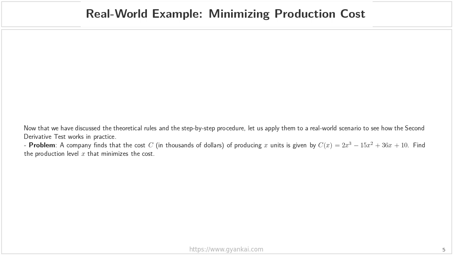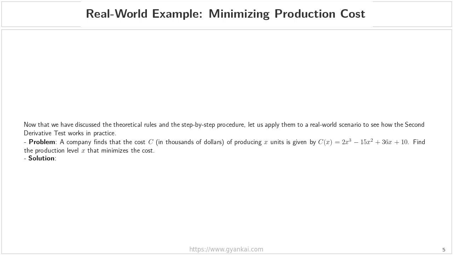A company has determined that the cost, represented by C in thousands of dollars, for producing x units of a product is given by the function C(x) = 2x^3 - 15x^2 + 36x + 10. Our goal is to find the production level, x, that minimizes this cost. To solve this, we will follow the exact procedure we just outlined in the previous slide.